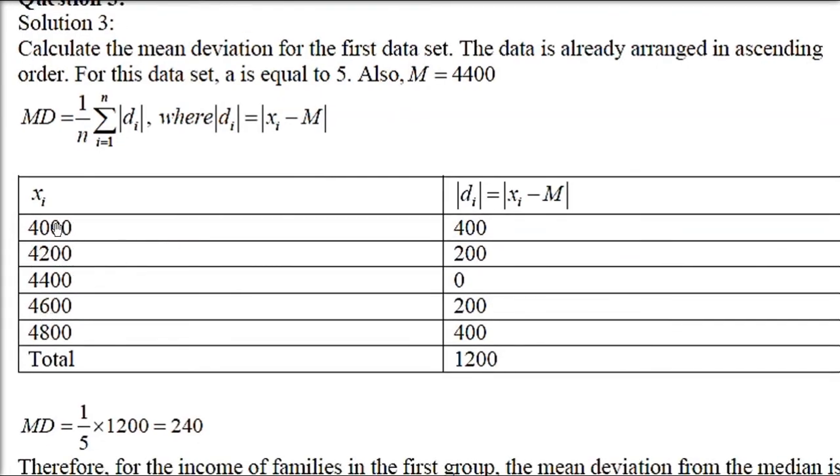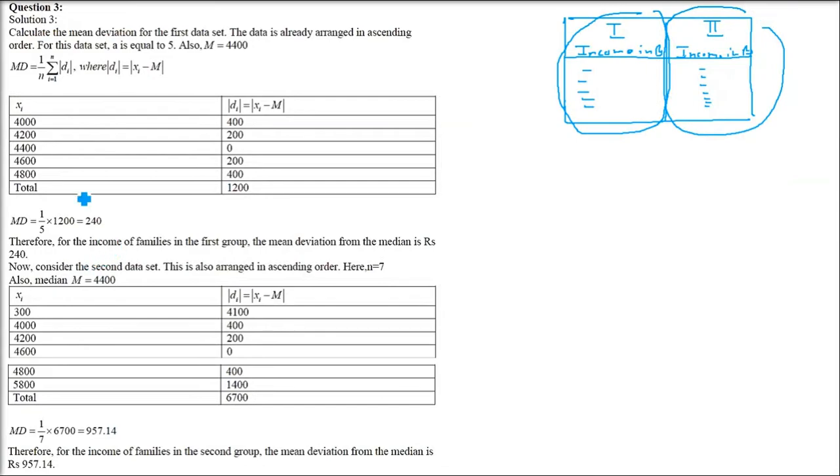Then we'll do the same for the second one. The fortunate thing is, all of these are already arranged. You don't have to arrange. In median, we need to arrange the elements into ascending order. They are already arranged. So the middle one is what? 4400, because there are 5 elements, so you can take the central value.